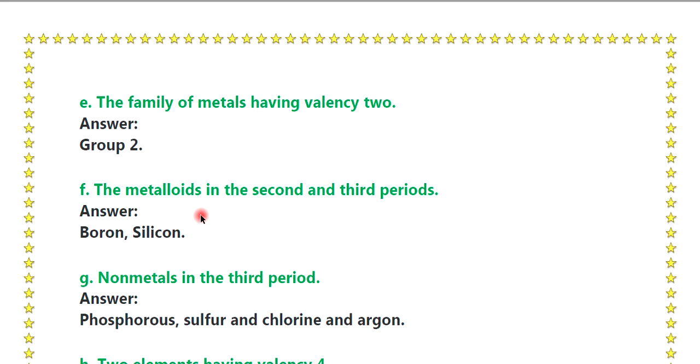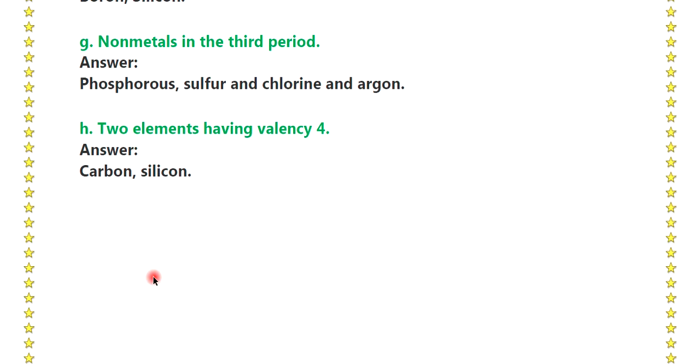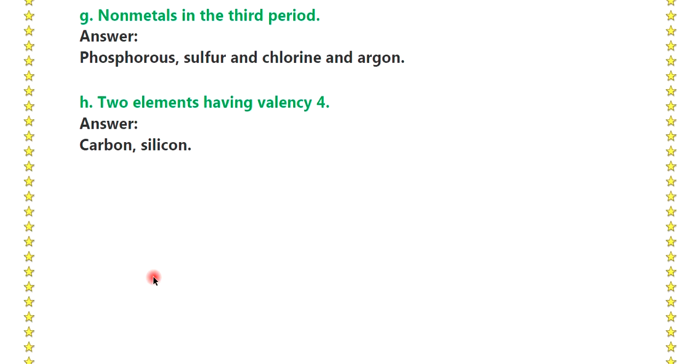F. The metalloids in the second and third periods. Answer: boron and silicon. G. Non-metals in the third period: phosphorus, sulfur, chlorine and argon. H. Two elements having valency 4. Answer: carbon, silicon.